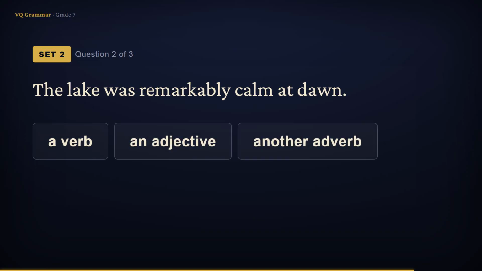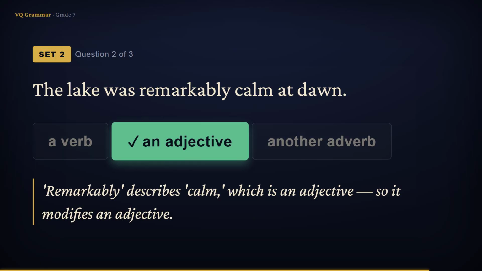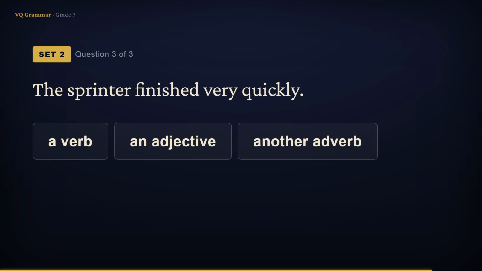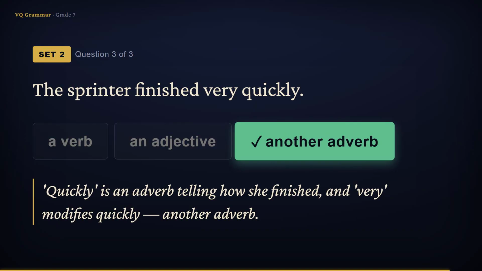The lake was remarkably calm at dawn. What does remarkably modify? The word calm is an adjective describing the lake, and remarkably tells us how calm it was. So remarkably is modifying an adjective, so the answer is an adjective. The sprinter finished very quickly. What does very modify? Quickly is already an adverb, telling how she finished. And very describes quickly. How quickly did she finish? Very quickly. So very is modifying another adverb. So the answer is another adverb.